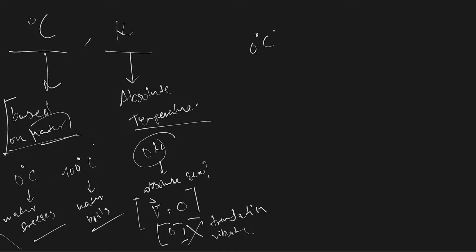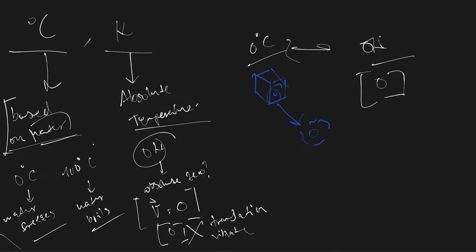So at 0 degrees Celsius, if you have a block of ice and we take a closer look, the particles are still vibrating; there's still some vibration. At 0 Kelvin, there's no vibration at all, no translational motion, nothing. And that's the difference between these two. So don't ever confuse these. 0 degrees Celsius and 0 Kelvin are two completely different things.